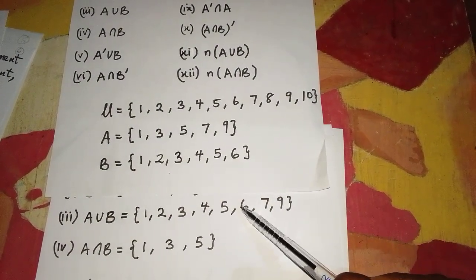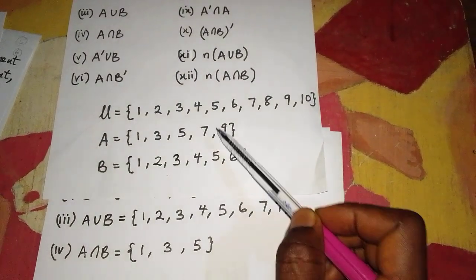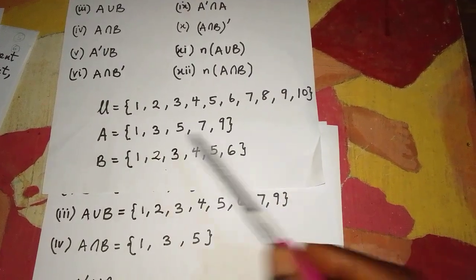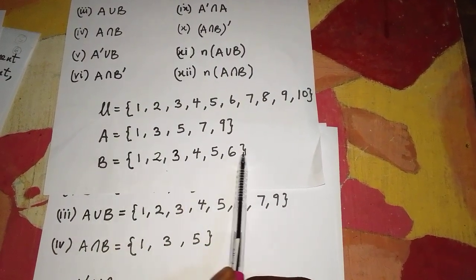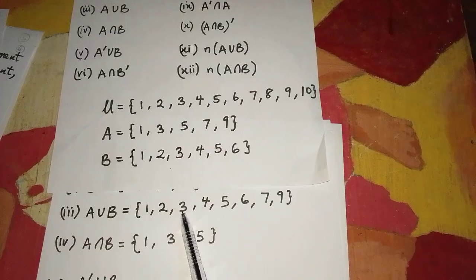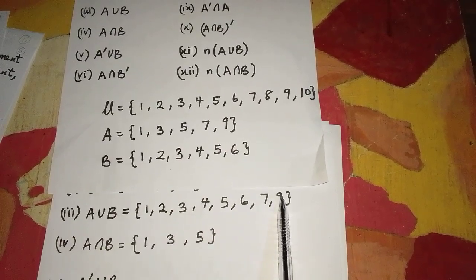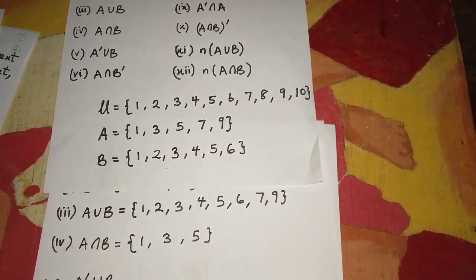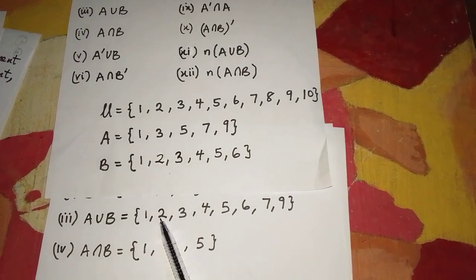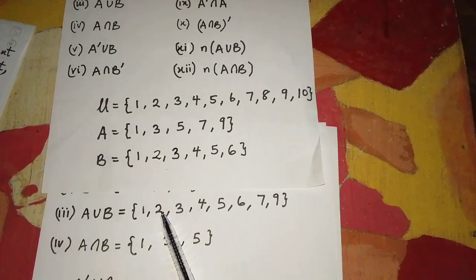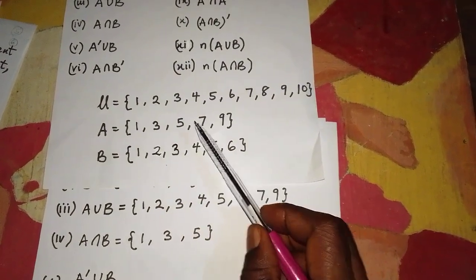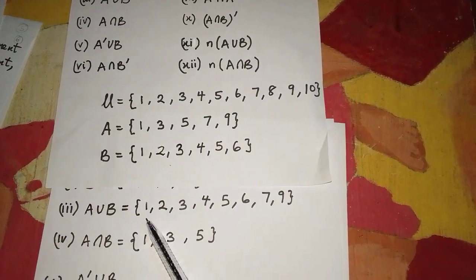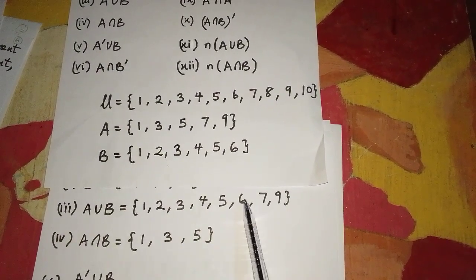Then 6 is in set B, you write it. 7 is in, so you write it. Then 9. So you realize that when I combine set A and B together, I'm having 1, 2, 3, 4, 5, 6, 7, and 9. Those are numbers that are repeated. You don't need to repeat them. Just use one of it to represent them. So when I combine set A and set B together, I'm having 1, 2, 3, 4, 5, 6, 7, and 9.